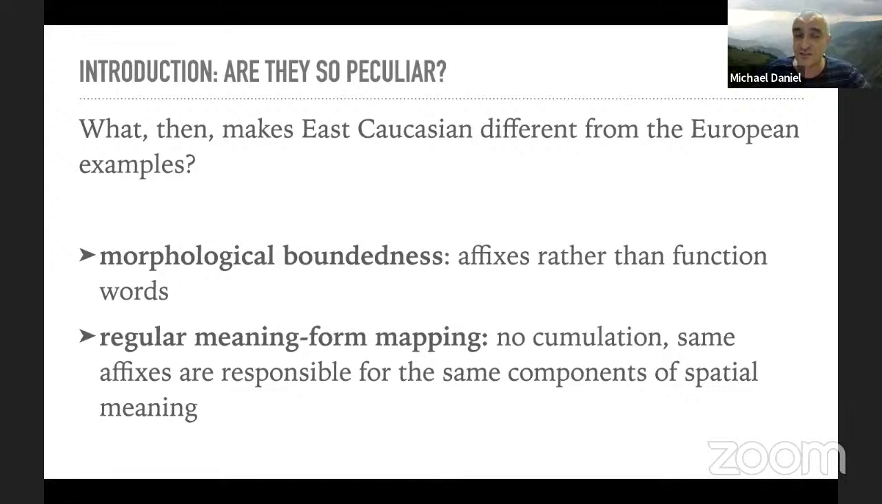And another thing which distinguishes English, or European languages, or most languages actually, from East Caucasian languages is regularity of mapping of meaning onto form. There is no accumulation. Same affixes are responsible for the same components of spatial meanings. If we think of spatial frames as consisting of localization markers, spatial domain, and directionality marker, then in East Caucasian, these two elements of the spatial meanings are clearly separated into two different morphological categories in the Archie example, while in English, it's not the case.